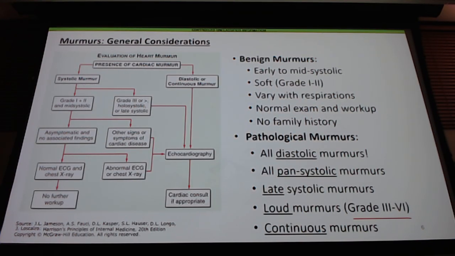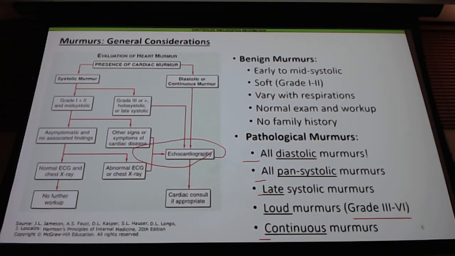Other things that might make a murmur pathologic is if it's diastolic. All diastolic murmurs are pathologic. All pansystolic or holosystolic murmurs are pathologic. A continuous murmur and late systolic murmurs are also pathologic. So knowing that all of those are pathologic, the next step, if you appreciate any of these, is give an echo. Okay. So for this flow chart, really all I want you to know is what makes a murmur pathologic and what's the next step.